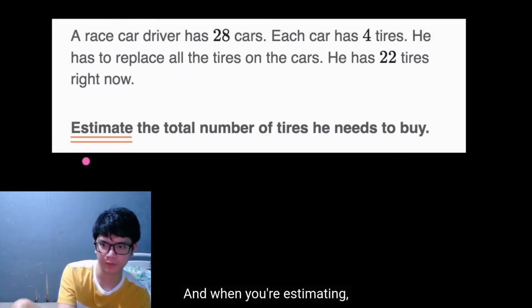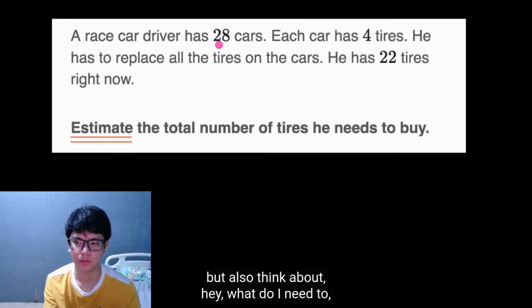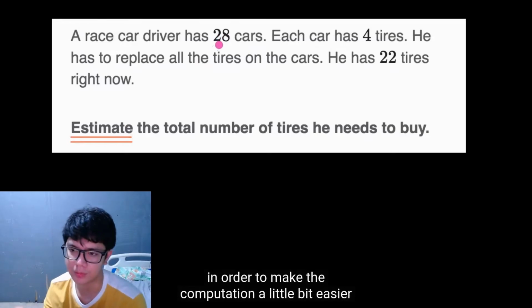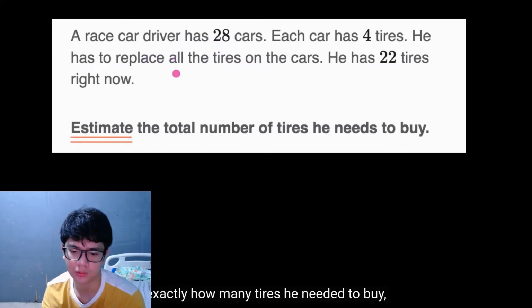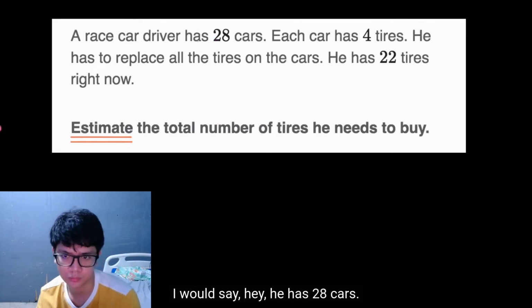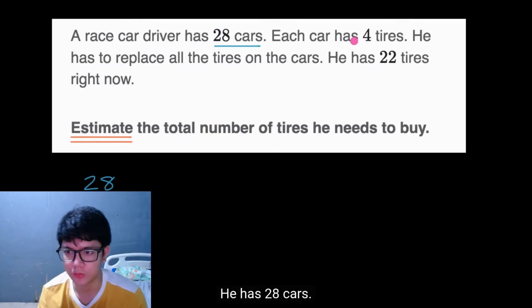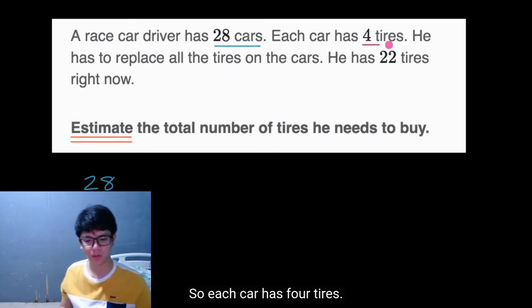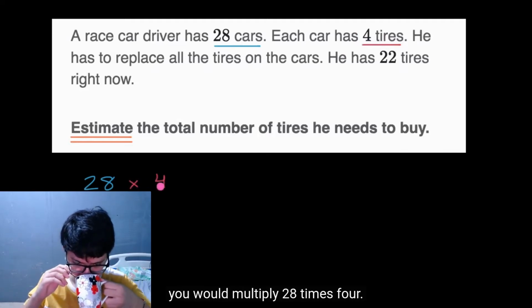And when you're estimating, you want to make all the numbers roughly right, but also think about how you need to think about them in order to make the computation a little bit easier or friendlier. So if I wanted to figure out exactly how many tires he needed to buy, I would say, he has 28 cars. Each car has 4 tires. So if you wanted to know the total number of tires, you would multiply 28 times 4.